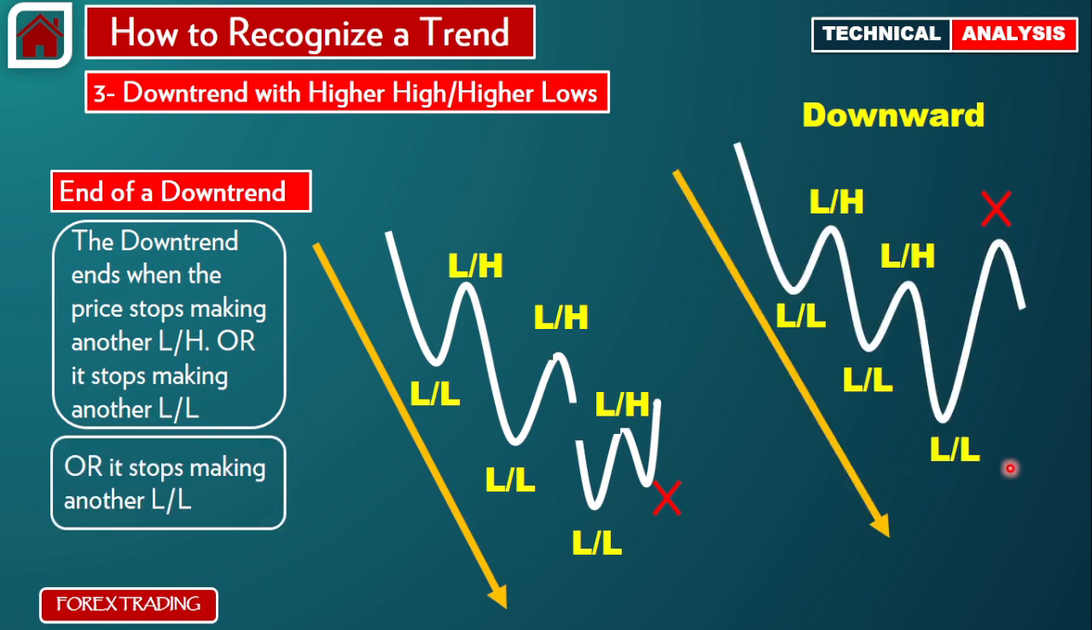Okay, and then let's look at another scenario. So we have this one cycle, the other cycle, and then it stopped making another low high. Actually it goes beyond the previous low high. So this is where we see that's the end of a downtrend. Now from here it will go into an uptrend.